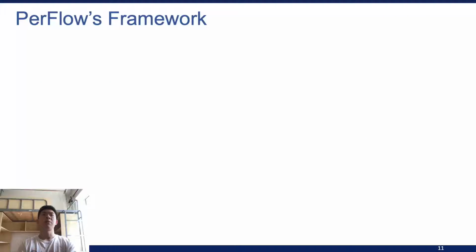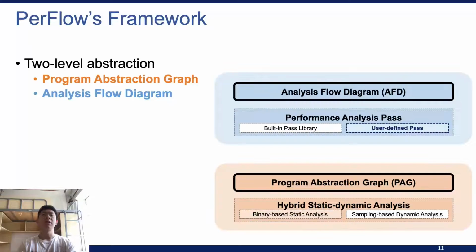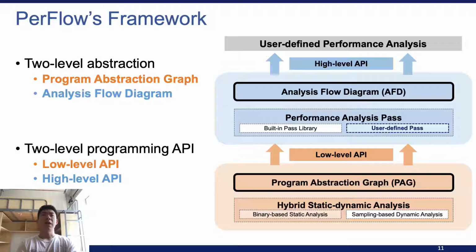Then we introduce the framework of PerFlow. First, there are two-level abstractions in PerFlow. We abstract the performance behavior as a program abstraction graph, PAG, and abstract the process of performance analysis as an analysis flow diagram, AFD. Then we design a two-level API. The low-level API is to build AFD vertices based on PAG, and the high-level API is to describe user-defined in-depth performance analysis based on AFD.